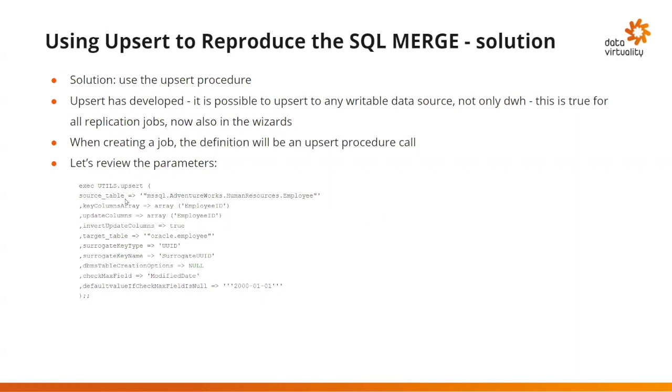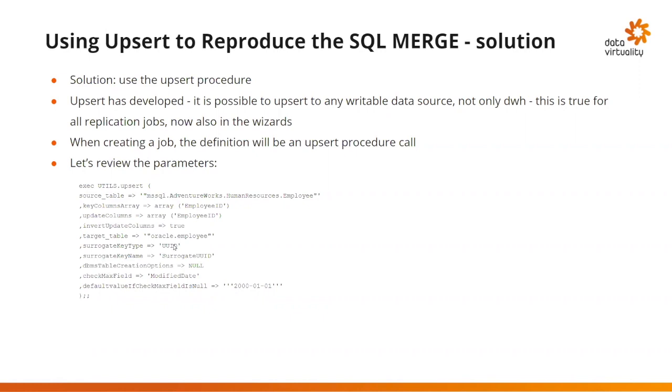Sorry, I was talking about the source table here. That was always the case. I'm talking about the target table that used to be a DWH table, but now you can use basically any writable data source that is connected. And some additional options here. So some surrogate that you can create.